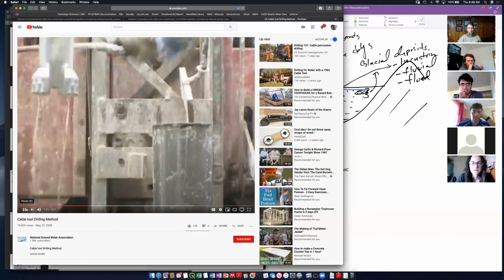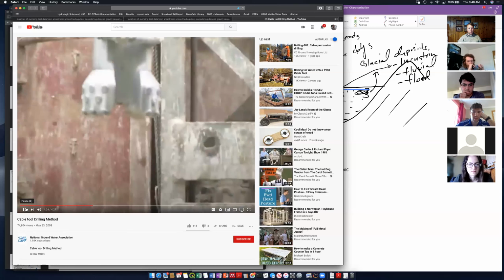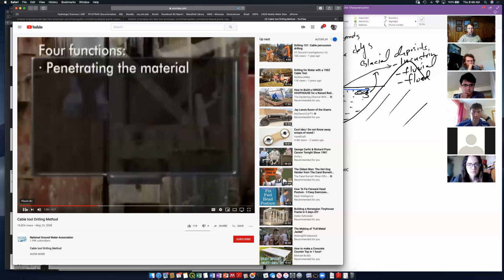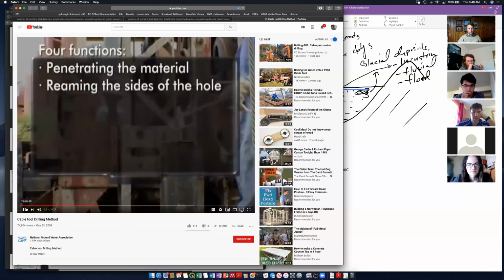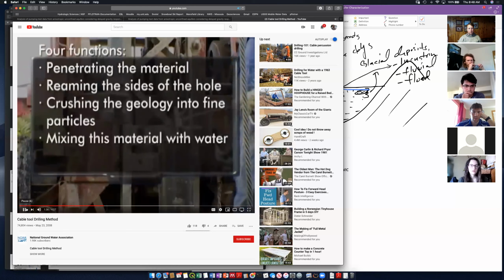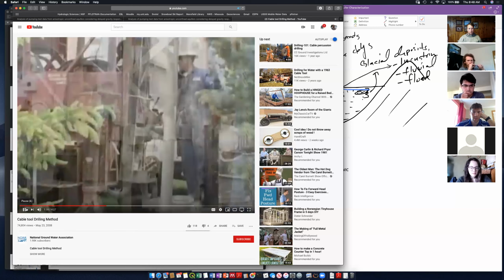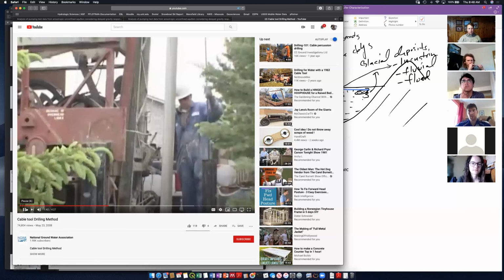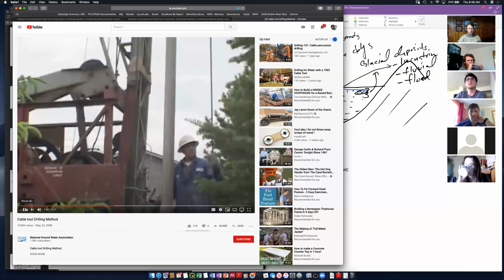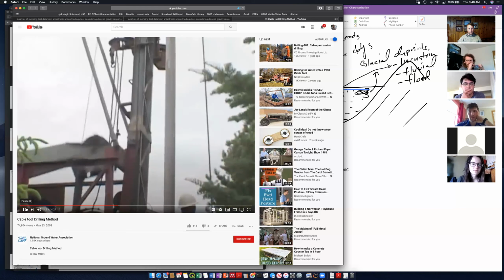A carbide button bit. This bit goes up and down once per second, performing 4 important drilling functions at once: penetrating the material beneath the bit, reaming the sides of the hole, crushing the geology into fine particles, and mixing these cuttings with water. The drilling action, in conjunction with approximately 5 gallons of introduced water, mixes with the cuttings, which require bailing after approximately 4 feet of drilling. This flushing system requires the drill string to be tripped out of the hole and the bailer to be tripped into the hole.